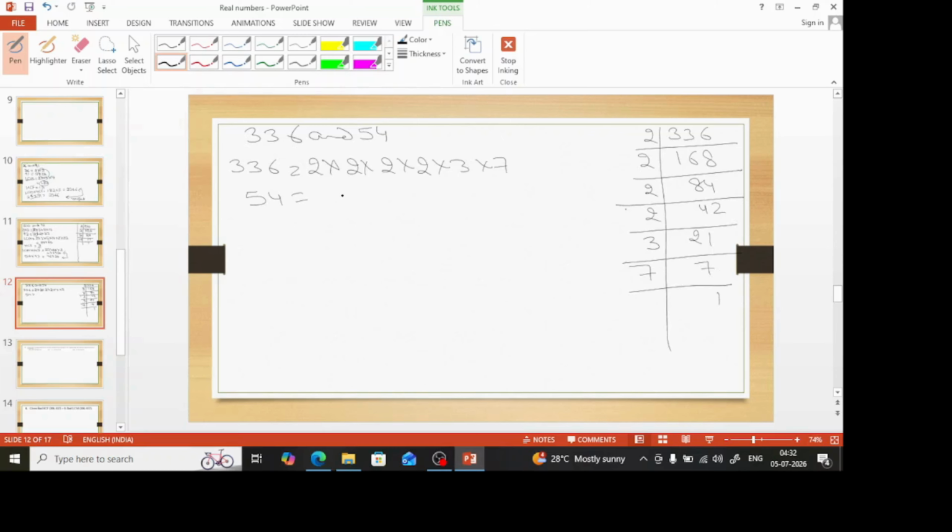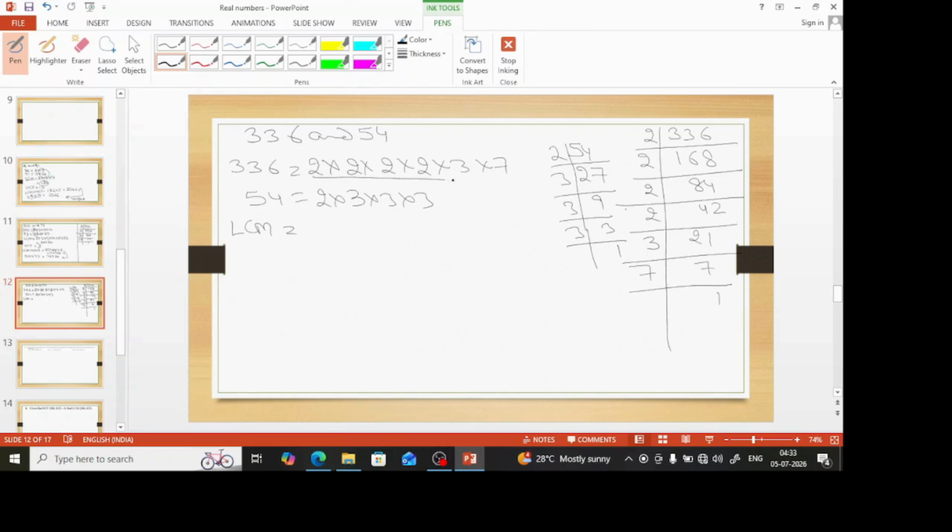It is 54. The factors of 54, if you want I can show you over here, factors of 54 also. 2, 27, 3, 9, 3, 3, 3, 1. So the prime factors of 54 are 2, 3, 3, 3. 3 times 3. Now LCM.